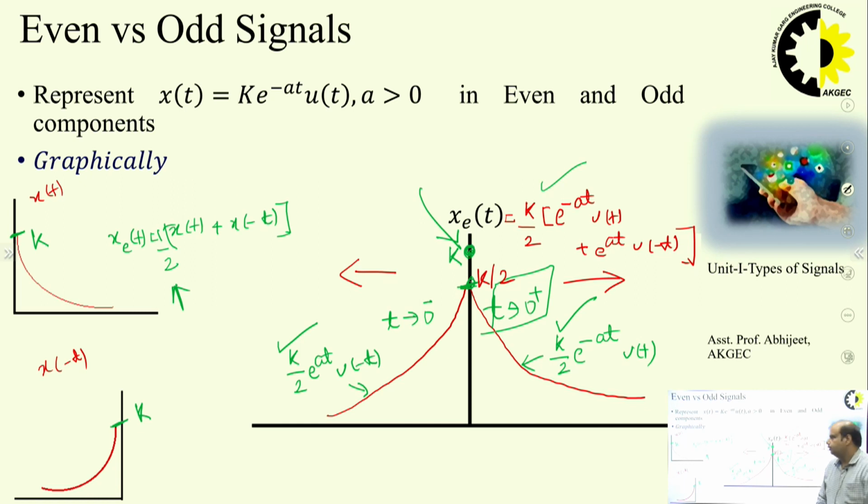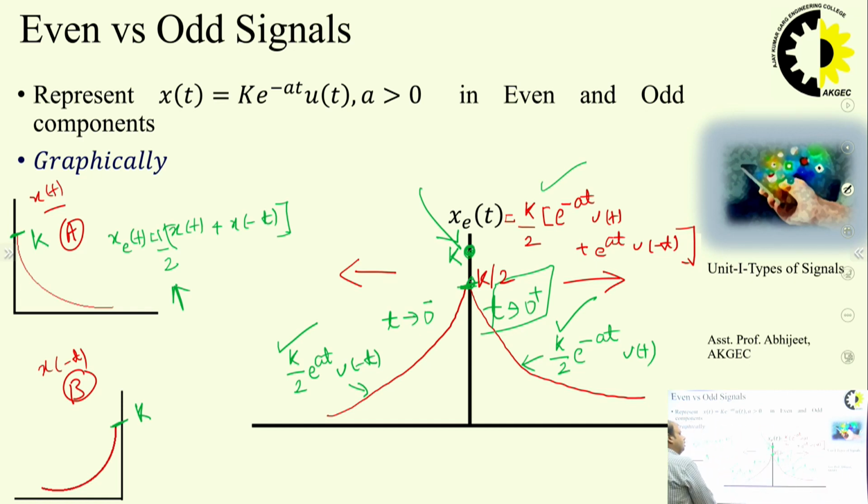The even component of the signal x of t, basically is half of x of t plus x of minus t. This a is x of t. This b is x of minus t. I am adding the 2 points. It is very clear. This is the first quadrant signal. This is second quadrant signal. We will get a symmetrical signal, and it looks like an even signal. So graphically, we are getting an even signal.